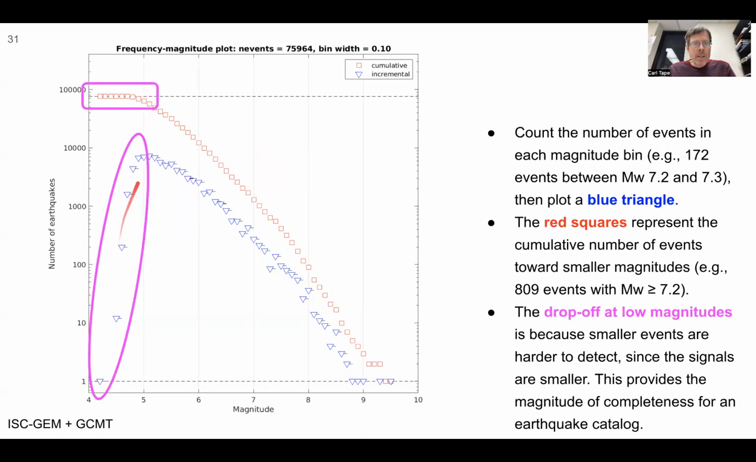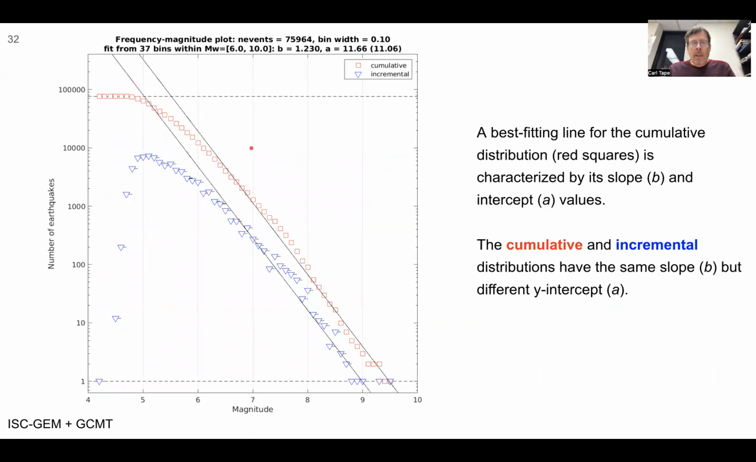And the drop off at lower magnitudes shown here, on the cumulative scale, it just flattens off because you're not adding any more to the left here. But this drop off in magnitudes is because smaller events are harder to detect since the signals are smaller. They don't appear on some of the seismograms. So this drop off determines what's called the magnitude of completeness for an earthquake catalog. So for this catalog, it appears to be complete down to events that are about maybe 5.5. It's subtle to decide where that is, but the point is this drop off is saying that we don't have the instrumentation to detect all these tiny events that are probably happening all the time.